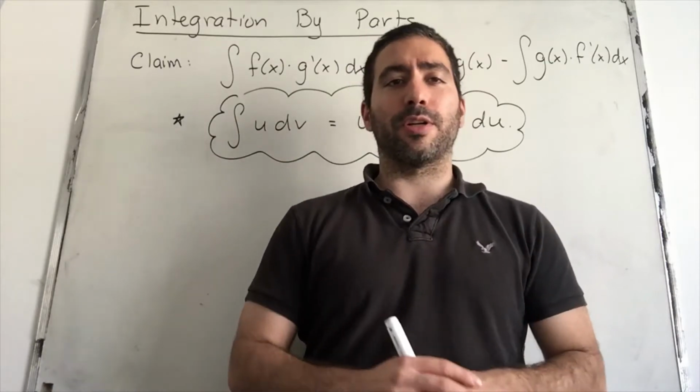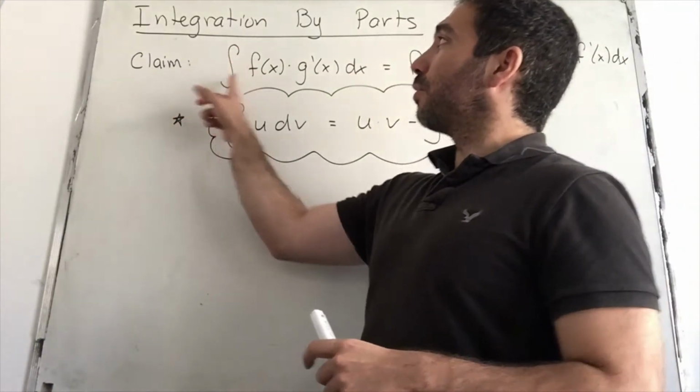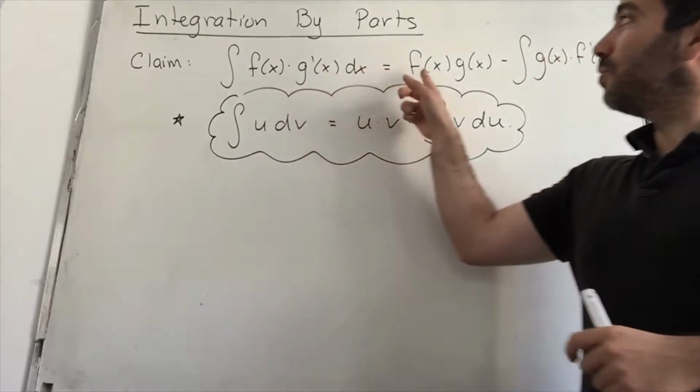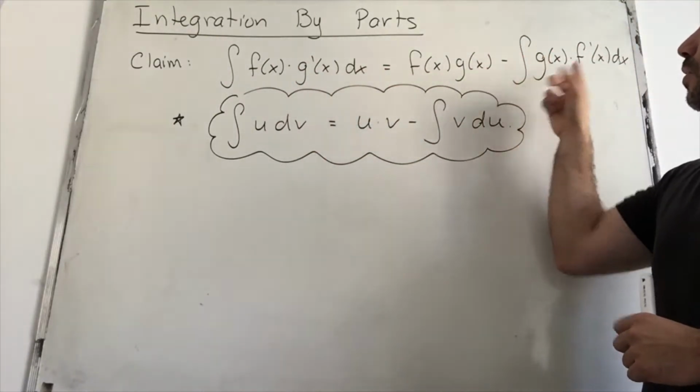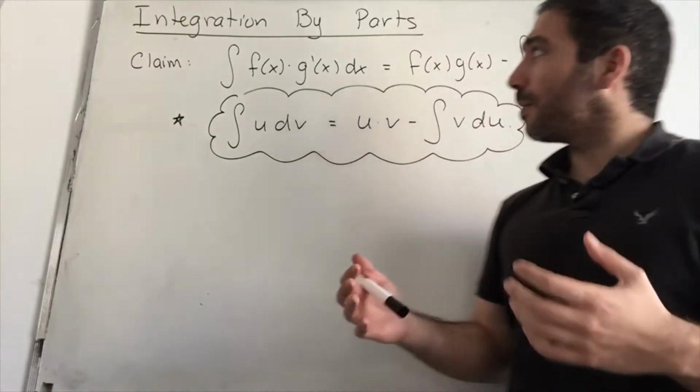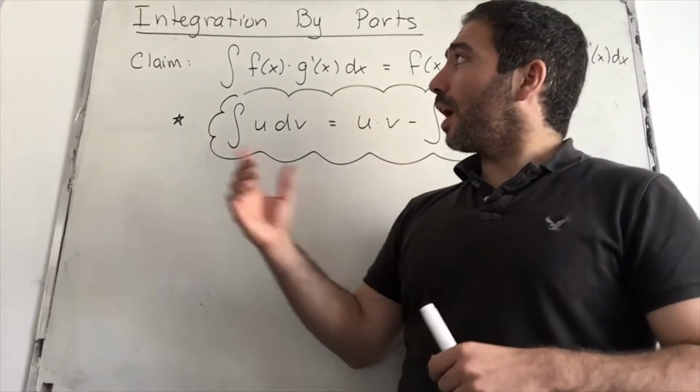So what does integration by parts tell us? It tells us that the integral of f of x times g prime of x dx is equal to f of x g of x minus the integral of g of x times f prime of x dx. Okay, so that's the claim. I'm not going to prove it.